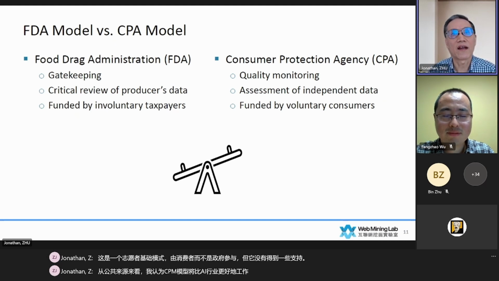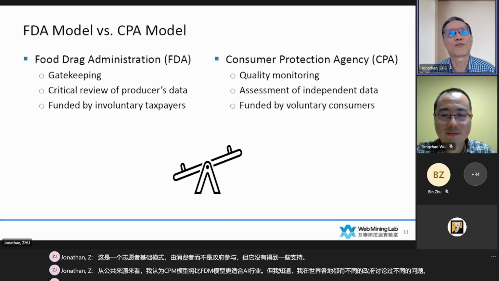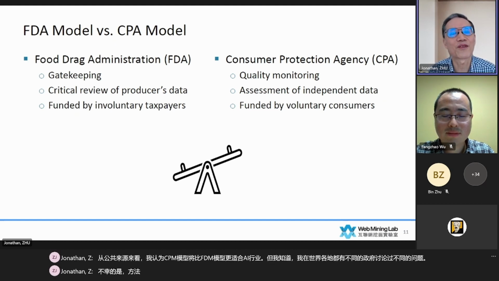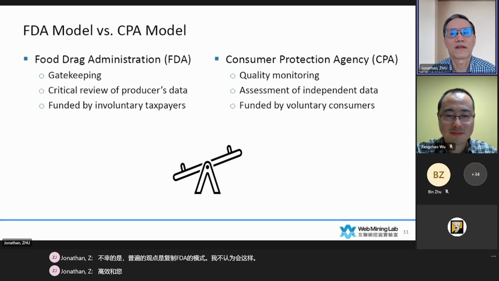But I know that around the world, different governments have discussed different approaches. And unfortunately, the prevailing view is to replicate the FDA model. I don't think this would be productive, and it will not be sustainable.